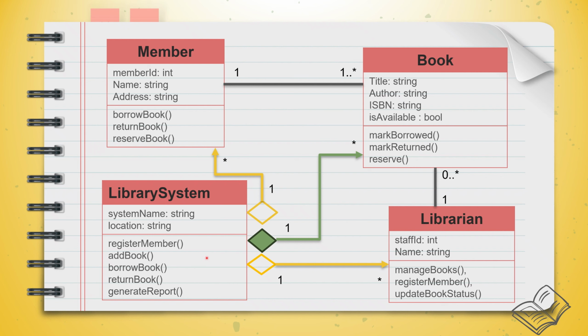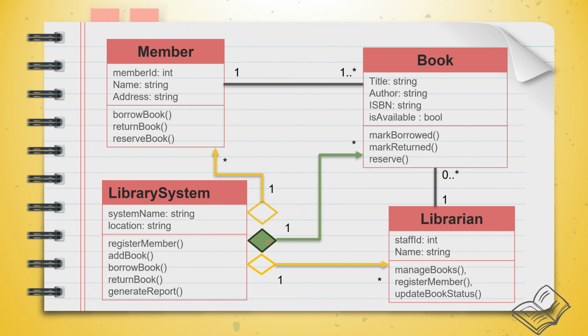Let's see the relationship between library system and the book. It is a composition relationship. The book is a part of the library system. If the book is deleted, the book records are also deleted. So this is the composition relationship between library system and book. The book is a part of the library system. If we delete the book information, the book records are also deleted. So this is the composition relationship.